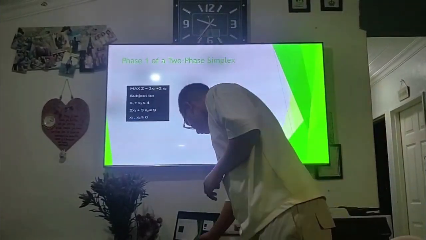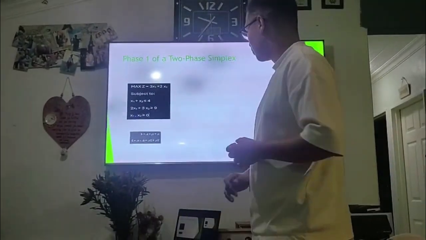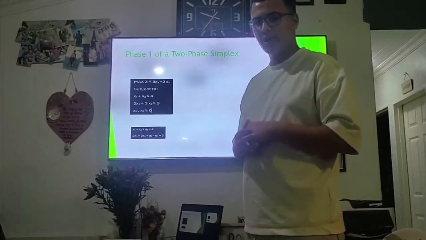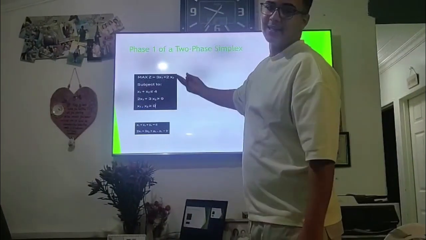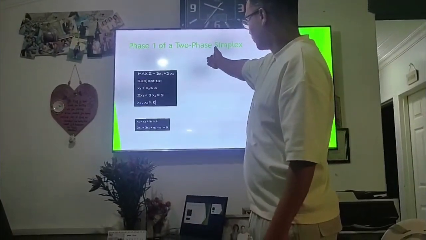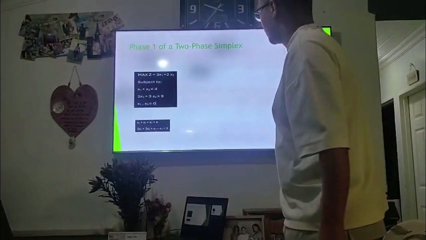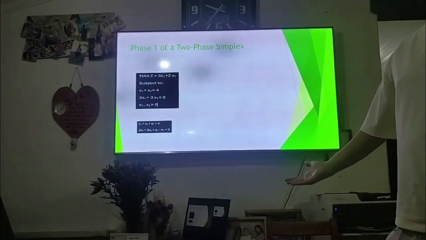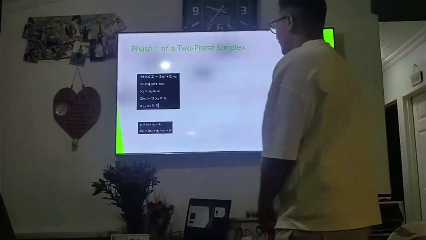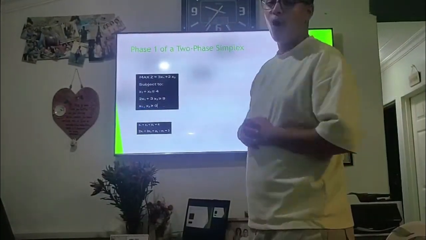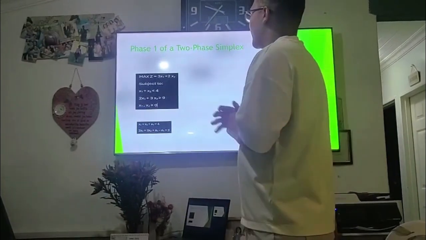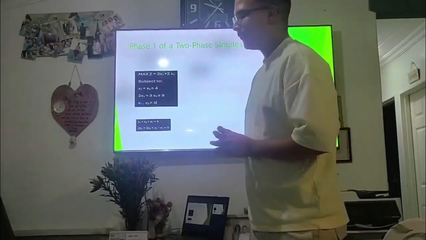This is how the constraints would change. For our first constraint, where we just add slack because it's a less than or equal to sign, x1 plus x2 plus s1 of slack is equal to 4. Then the second one, 2x1 plus 3x2 plus our artificial variable minus our excess is equal to 9.